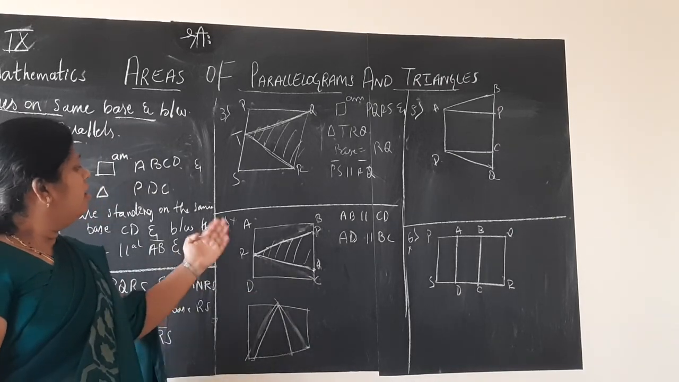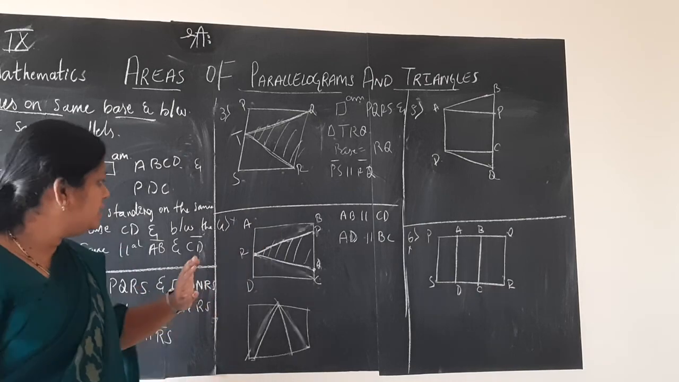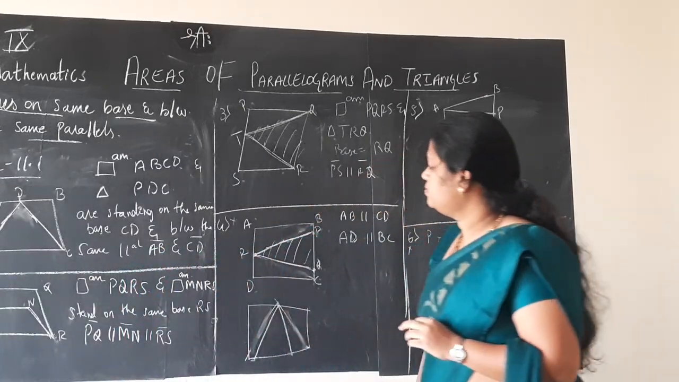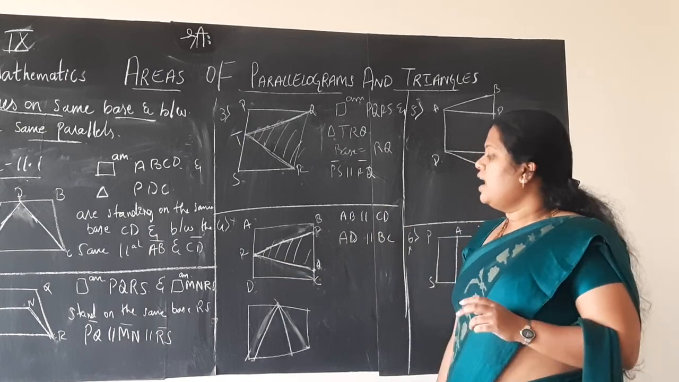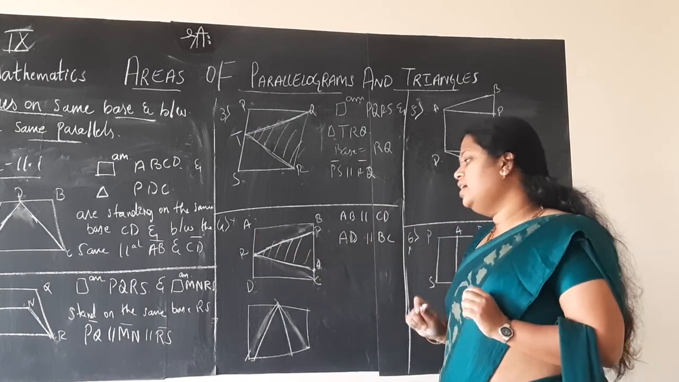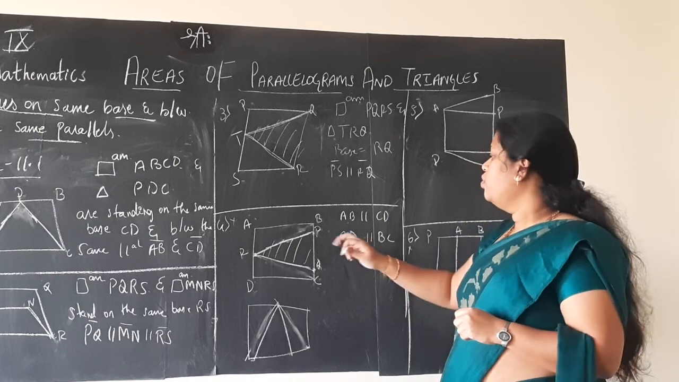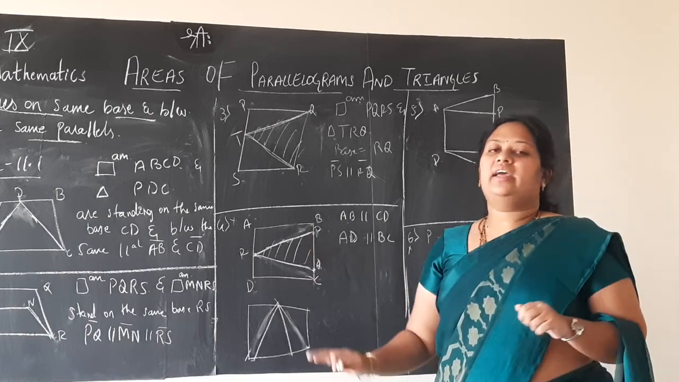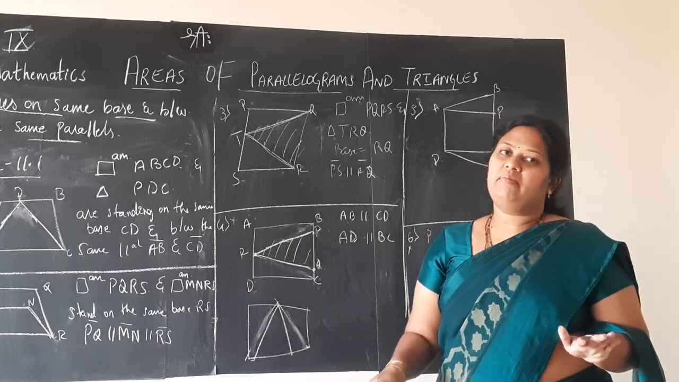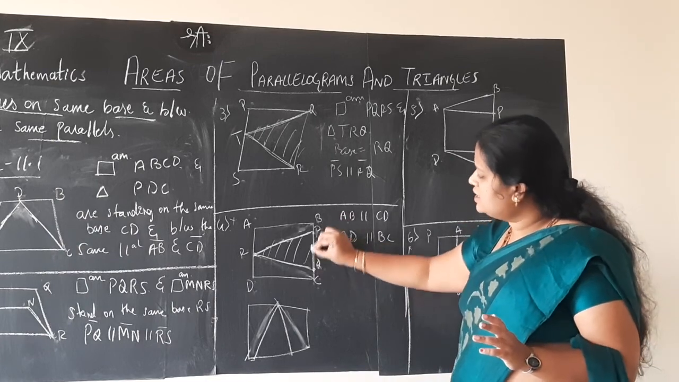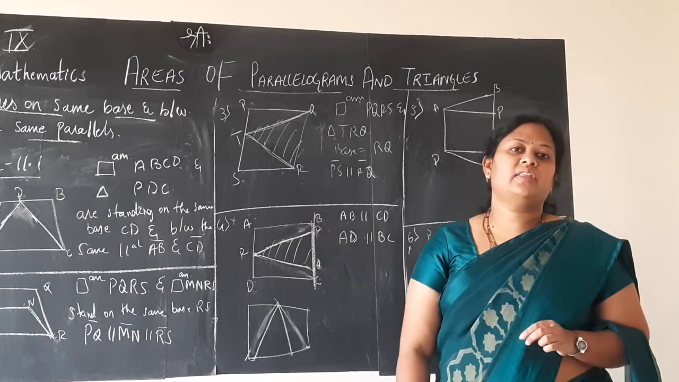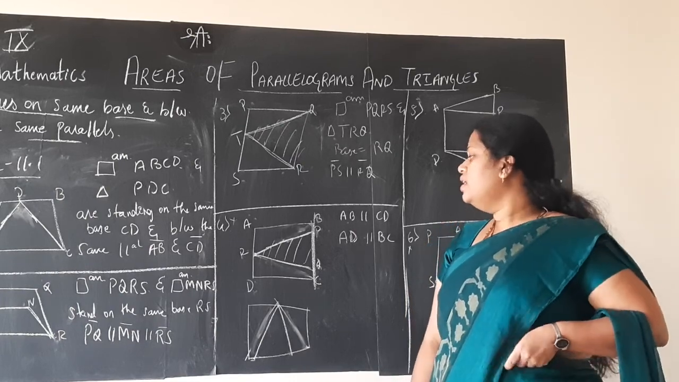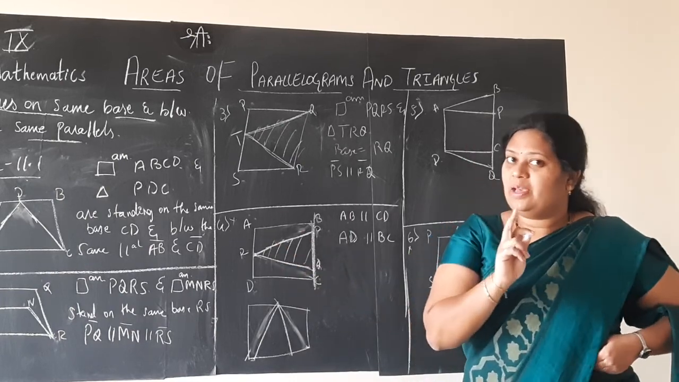So, here all the lines, AB is parallel to CD as well as AD is parallel to BC. But both the parallelogram and triangle are not lying on the same base. Why? Because the triangle has its base as PQ and not as BC. But it is lying between the same parallels.